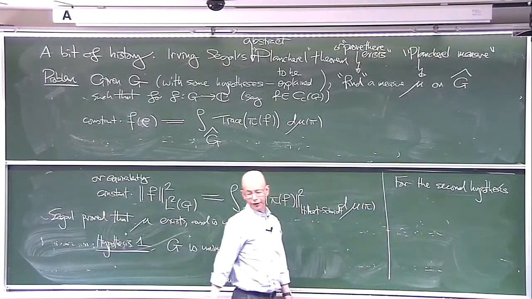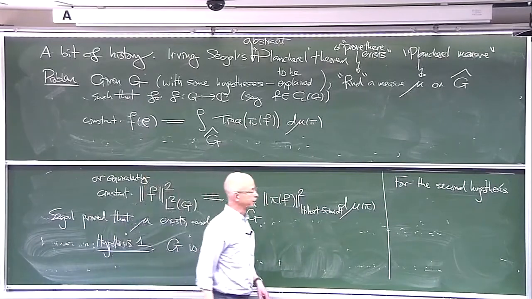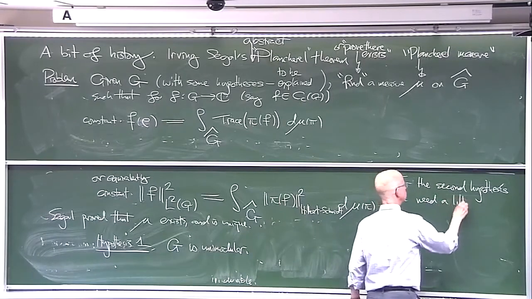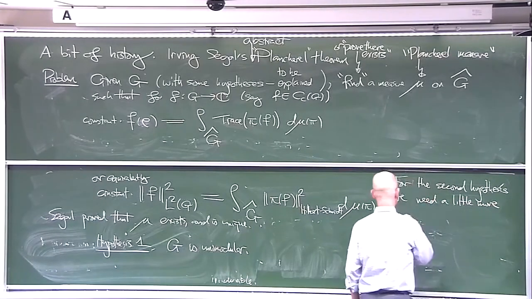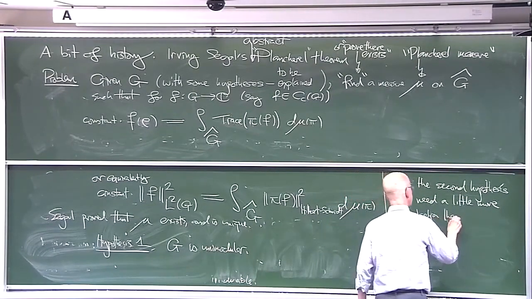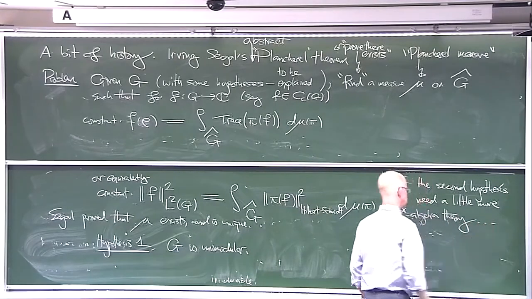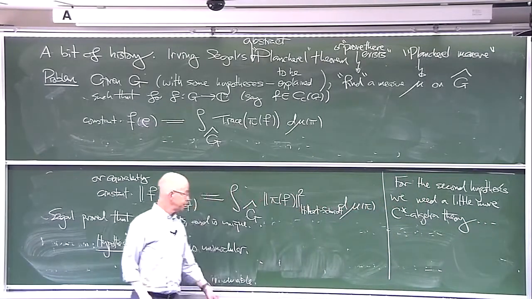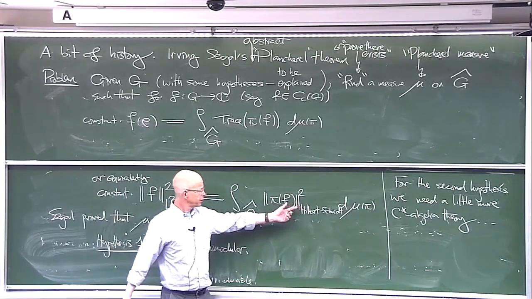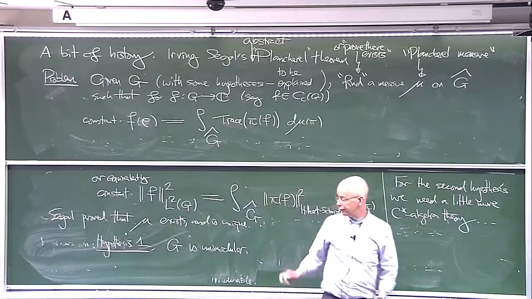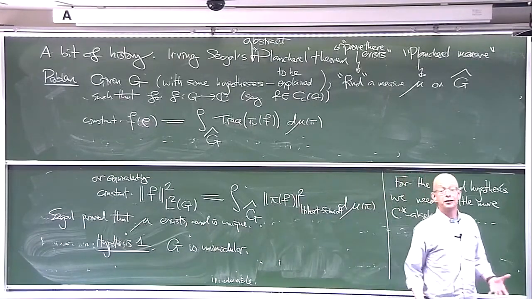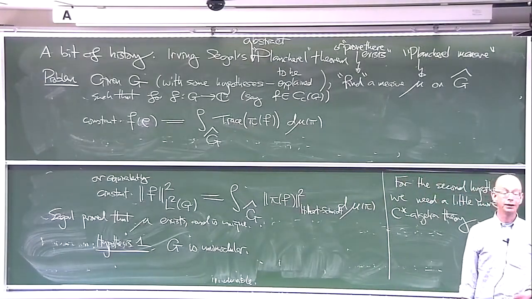As for the second hypothesis, I need to tell you a little bit more about C-star algebras, just a very little bit. The reason you might need more is that there would be a big problem in this expression if, when you added up the squares of the matrix entries of pi of f, you always got infinity. Remember, the Hilbert spaces typically will be infinite dimensional.